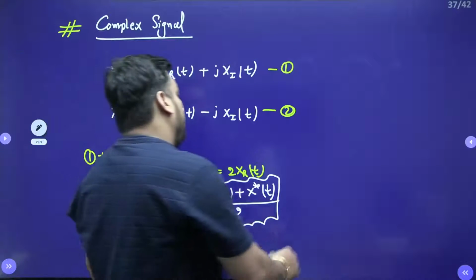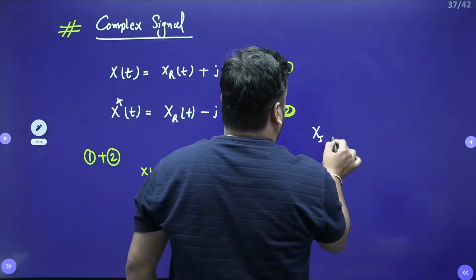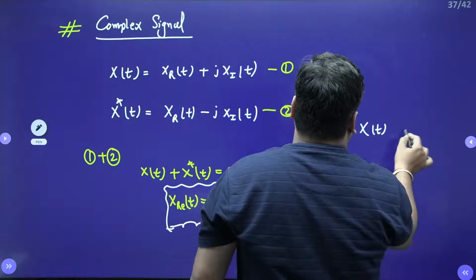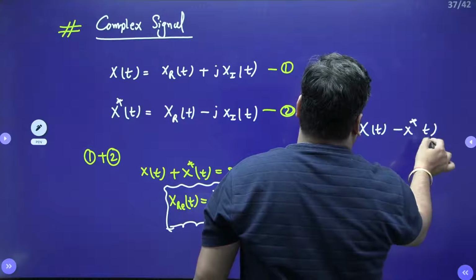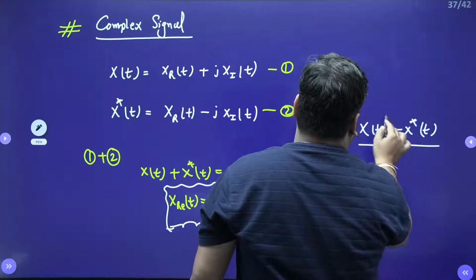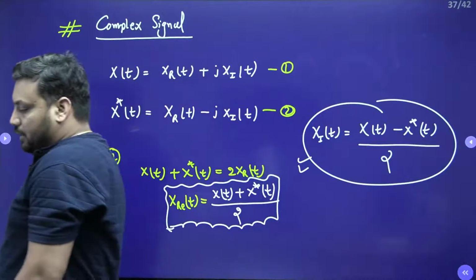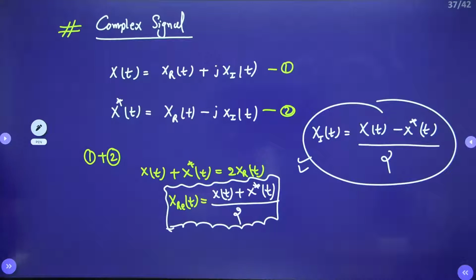Similarly, if you are looking for the imaginary part of t, then the imaginary part is nothing but x(t) minus x conjugate of t upon 2. That will give you the imaginary part in terms of j. So I think to identify the real and imaginary part, it is quite easy. You can easily identify the imaginary and real part.